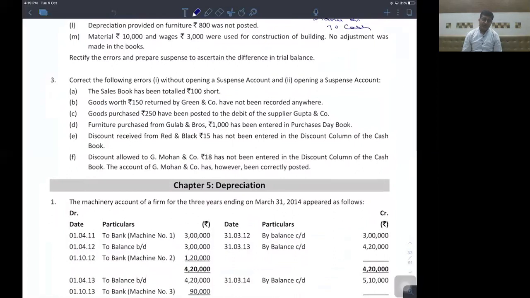Depreciation provided on furniture rupees 800 was not posted. Depreciation provided on furniture of rupees 800. Provided on furniture means what? Furniture account is already created, but depreciation account is not debited. Therefore, my correct entry should have been, in fact, this entry will be recorded in journal proper only or not?